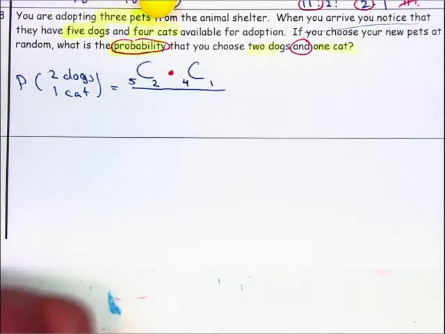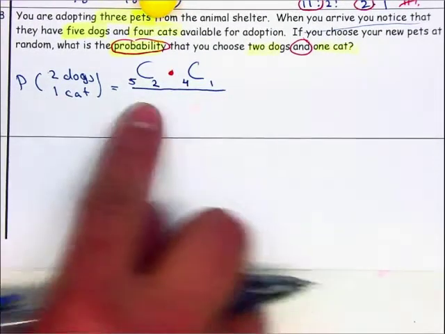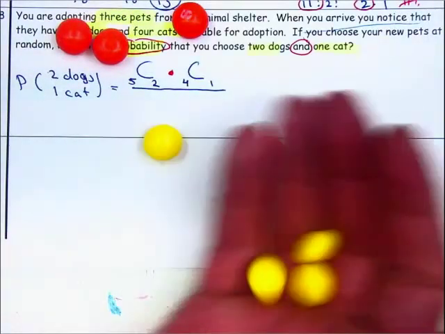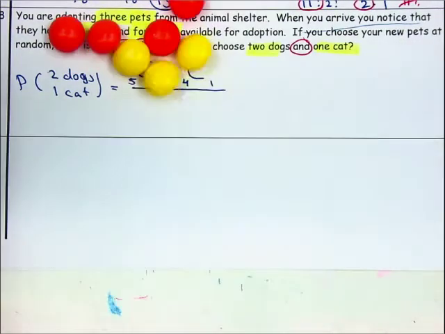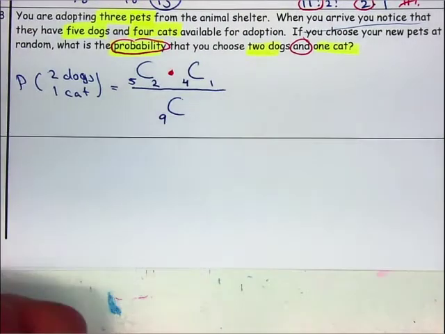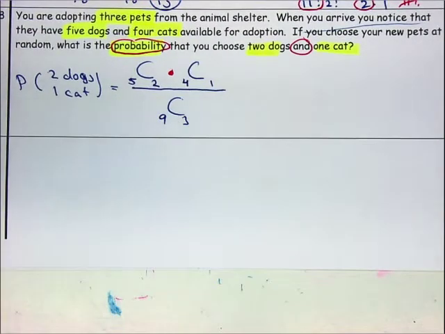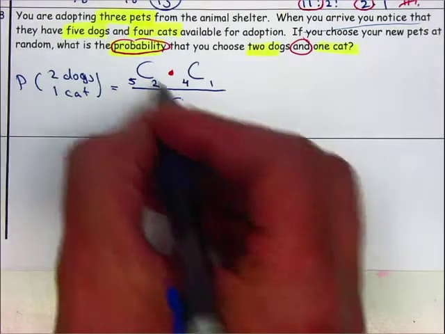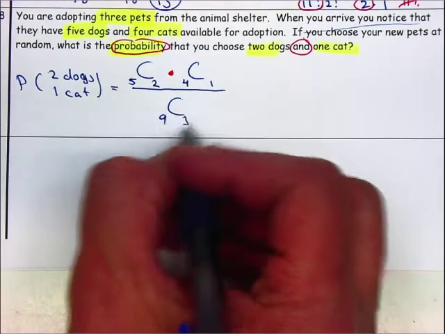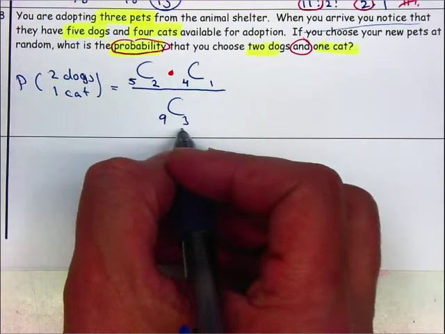Will be 1. The denominator will be how many different ways can you just select 3 animals? It doesn't matter if we get 3 of the same. So the denominator is what's possible, or what's possible basically. How many animals are available? 9. And how many are you selecting? 3. And from there we just simplify. So remember, the numerator is what we want, the denominator is what's possible. It doesn't matter if they're all 3 dogs or 3 cats or 2 cats and a dog. This will tell us how many different ways we can select 3 animals.